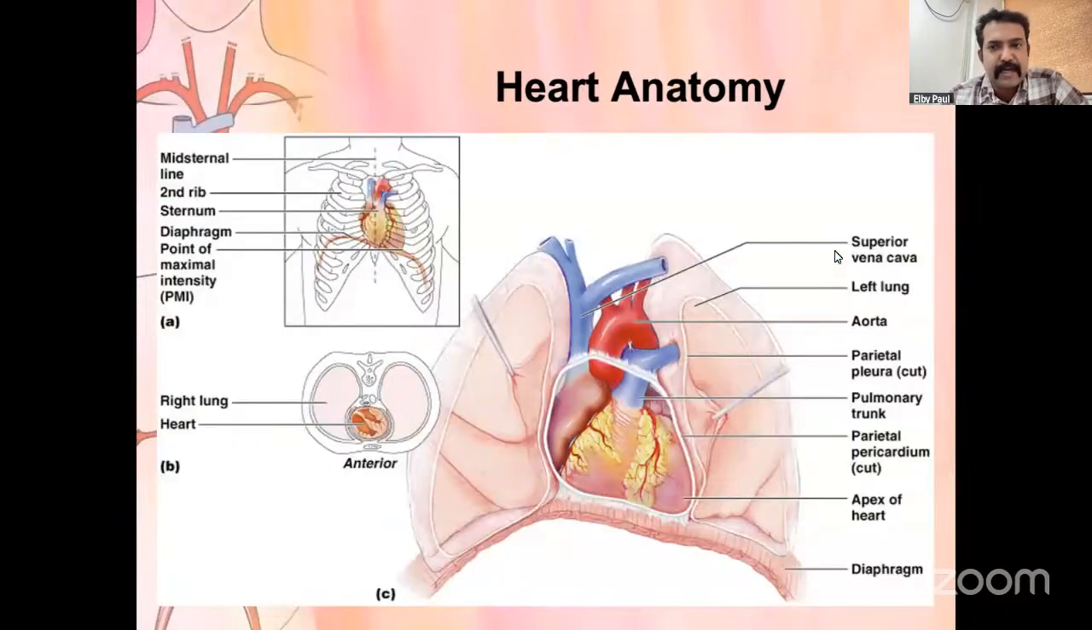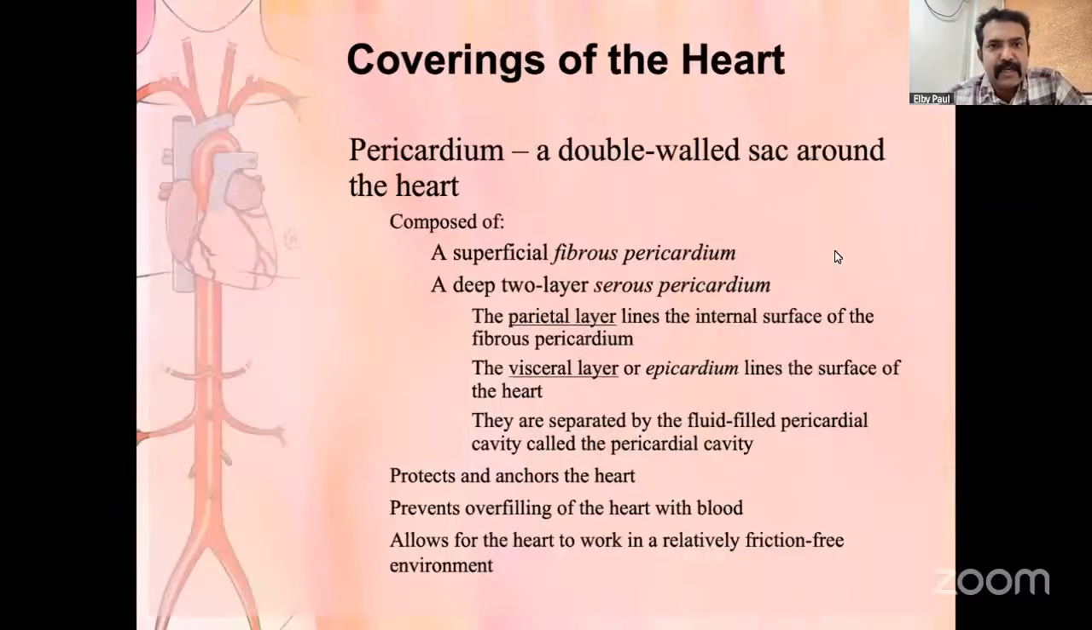Again, on heart anatomy, you can see here that the heart is situated between the two lungs, just above the diaphragm. It is slightly left deviated in 90% of people, and in 10% of people it is slightly right deviated. This is called dextrocardia. It is a normal condition.